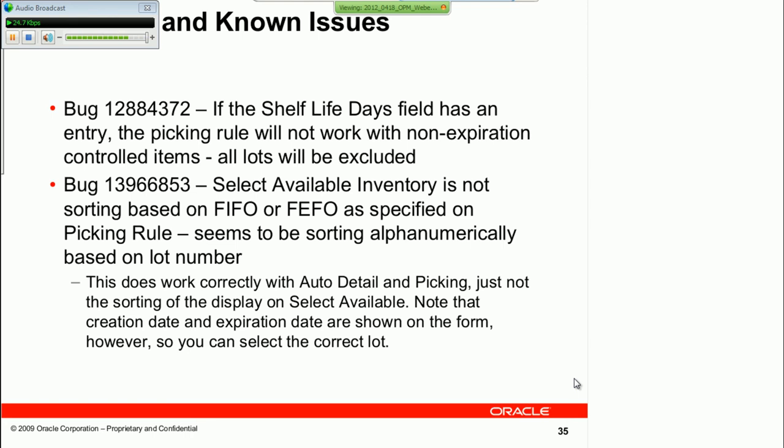There are a couple of known bugs which you should be aware of. The first one is if you've entered a shelf life days on the picking rule, the picking rule will not work with items that are not expiration controlled. It will exclude all lots. Obviously, if an item's not expiration controlled, then shelf life days should be irrelevant, and it just shouldn't be looked at, and every lot should be included. But currently, we have a bug where all of the lots are excluded.